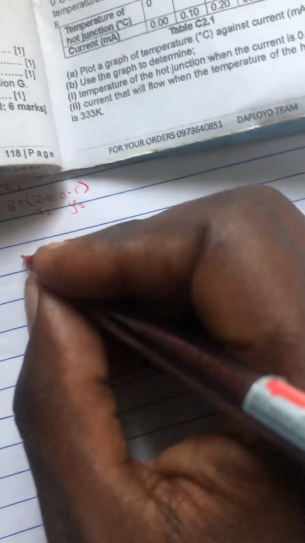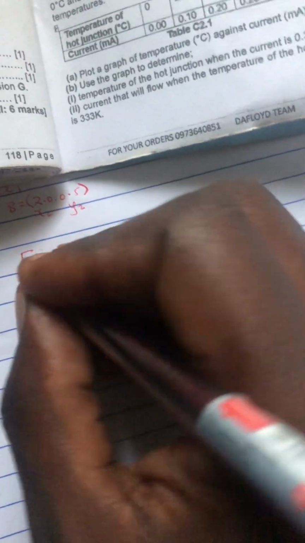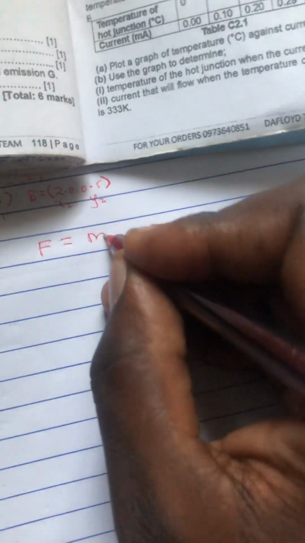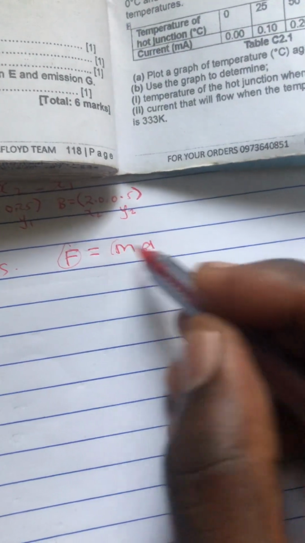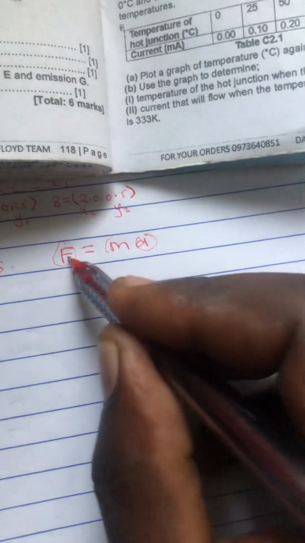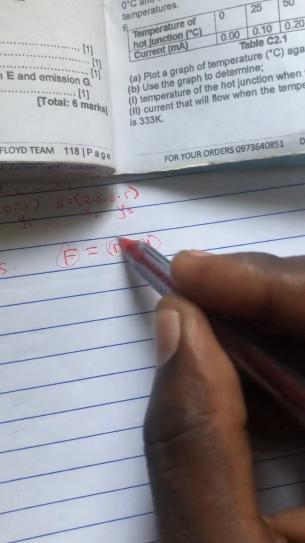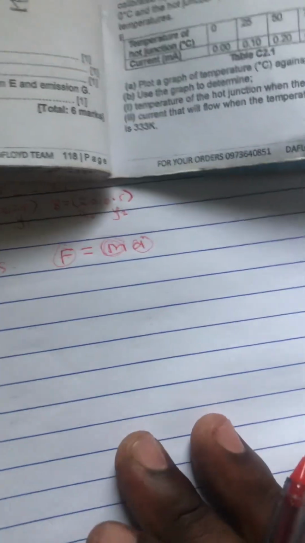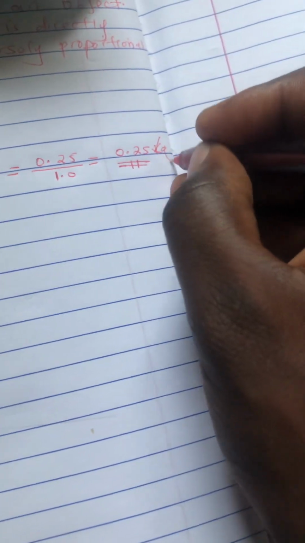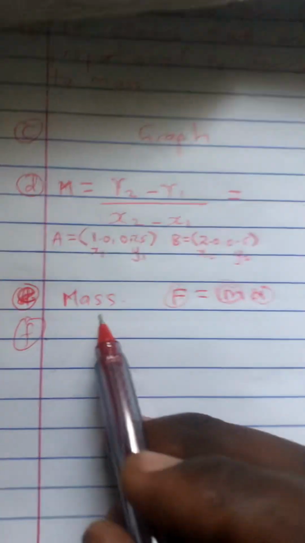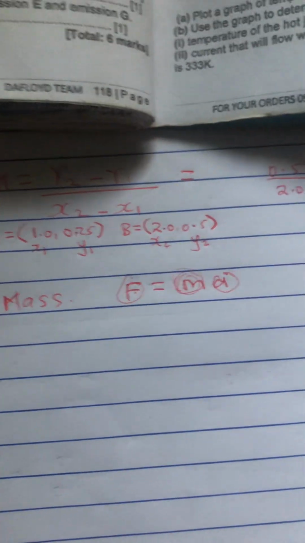So the physical quantity that the gradient was representing here is mass, from Newton's second law of motion. This is a formula that represents Newton's second law of motion. If we had acceleration and force, the one thing we were looking for was the mass. So the gradient here was representing mass, and we can leave it in kg. You can just say mass, that is the physical quantity that the gradient represented.